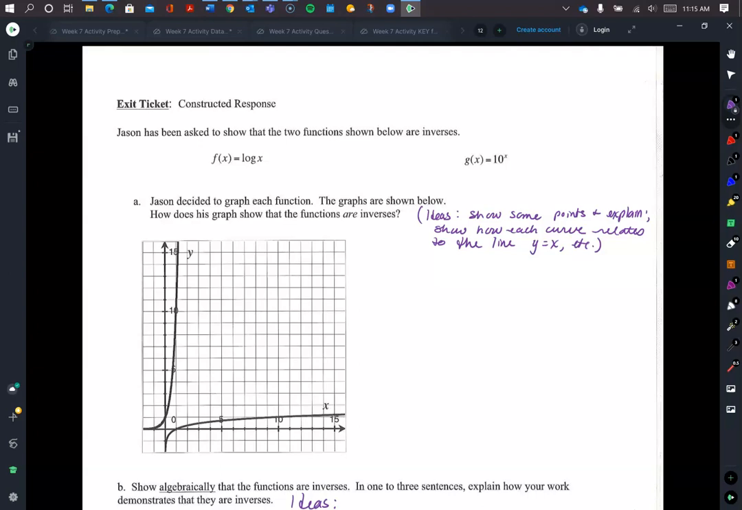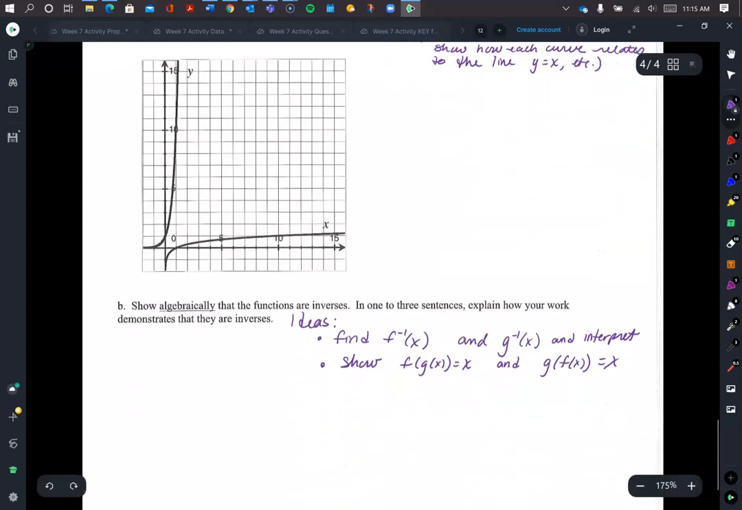And then lastly, there's just a little interpretive thing to do. So what you want to do is show that these two functions are inverses of one another. So I wrote some ideas of how you could show that. So the graph is already there for you. You could kind of do what happened above and show in relation to the y equals x line. You could show some points kind of related to what I just wrote there.